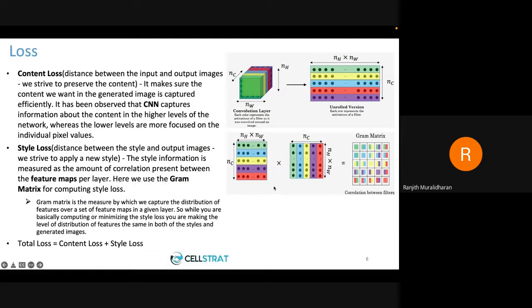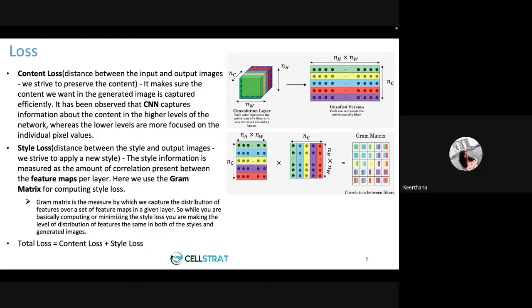Okay, so style loss is basically the correlation between different feature maps. In your convolution network, you will have a feature map at each layer. The correlation of those is nothing but your style loss. And how do you find that correlation? Using your gram matrix. I wouldn't say the gram matrix is the style loss, but it is a measure using which you will compute your style loss.